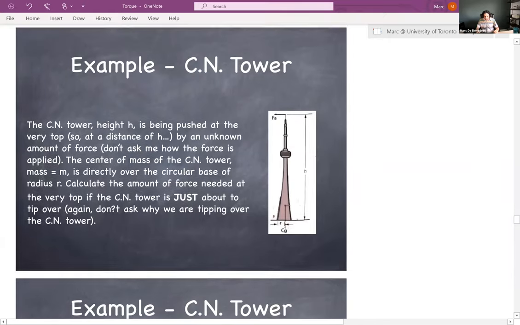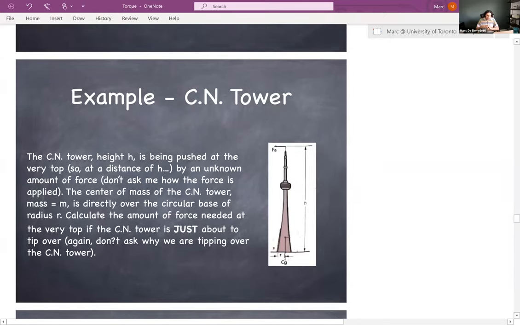Let's move on to another example. For those of you who are from Canada and from Ontario, you will know the CN Tower. You may have even visited it. So let's do a question with the CN Tower. The CN Tower is known to have a height H. And for some strange reason, let's pretend the CN Tower is being pushed at the very top, a distance h, by an unknown amount of force. Again, don't ask me how you're pushing the CN Tower from the top. Maybe it's a blimp that's caught on, I don't know.